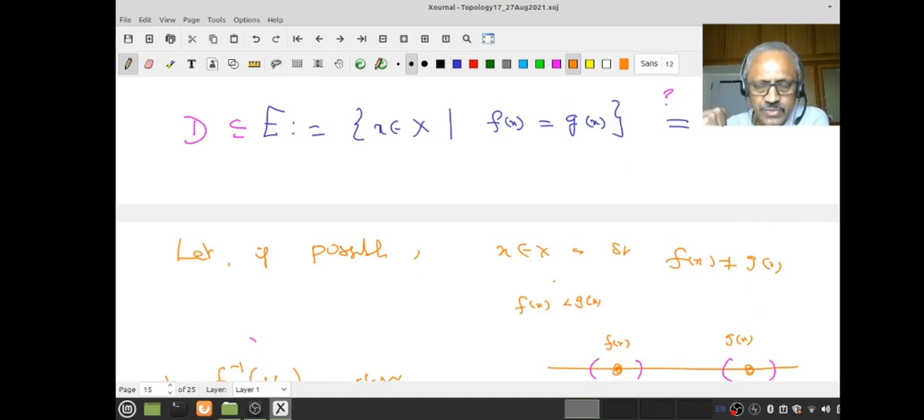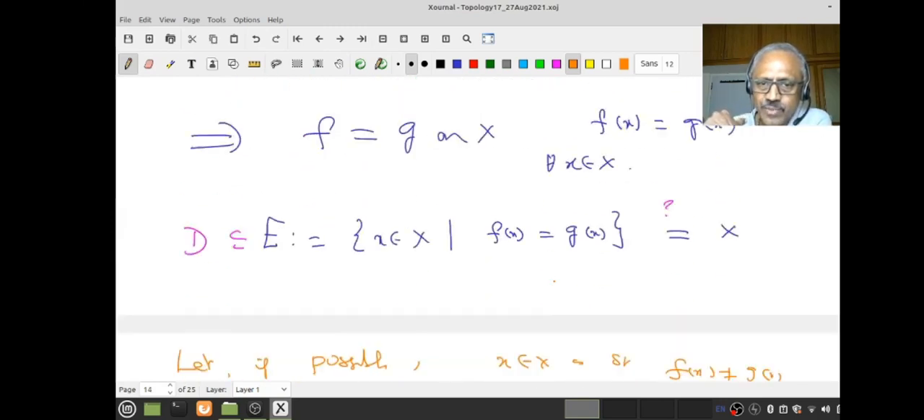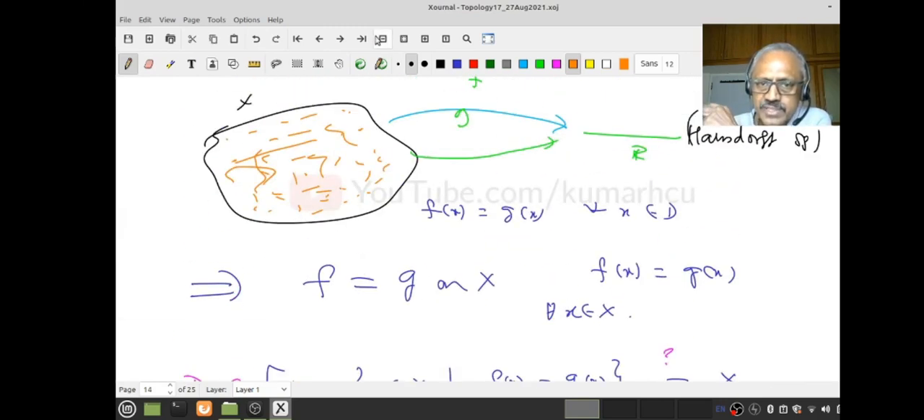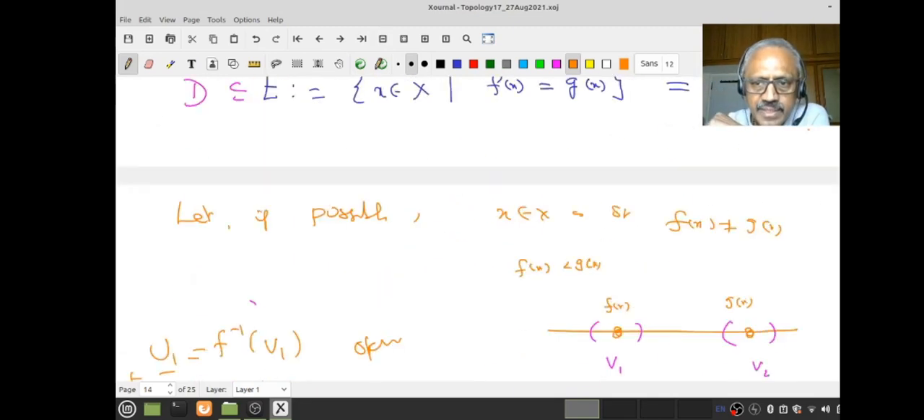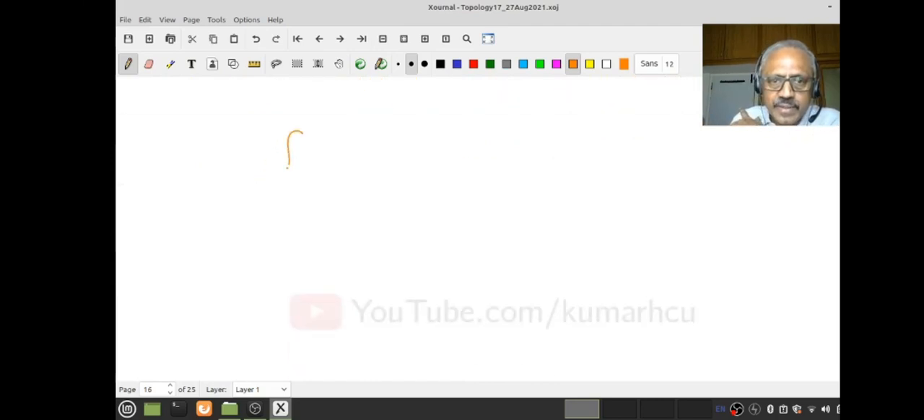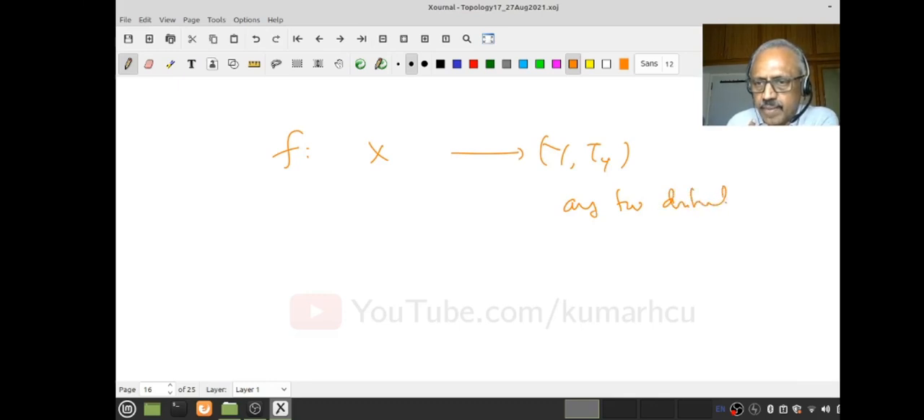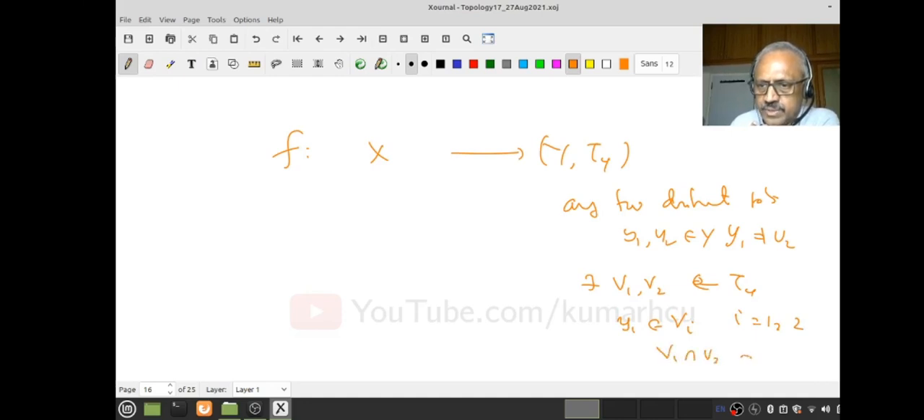Do you understand this? So what are the ingredients of the proof? You should understand. What we did was we used the density of D and also that any two distinct points in R can be separated by means of open sets. So do you follow that? Therefore, this proof will work whenever F is from X to Y with topology tau Y, so that tau Y has the property that for any two distinct points y1, y2 in Y, y1 not equal to y2, there exist V1, V2 in tau Y so that yi belongs to Vi and V1 intersection V2 is empty.